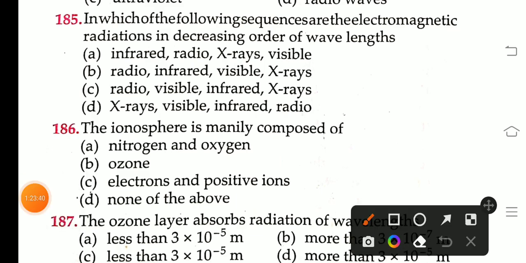Next, in which of the following sequences are the electromagnetic radiations in decreasing order of wavelengths? Right answer will be option B. Radio, infrared, visible, X-rays. Next, the ionosphere is mainly composed of. Right answer will be option C. Electrons and positive ions.